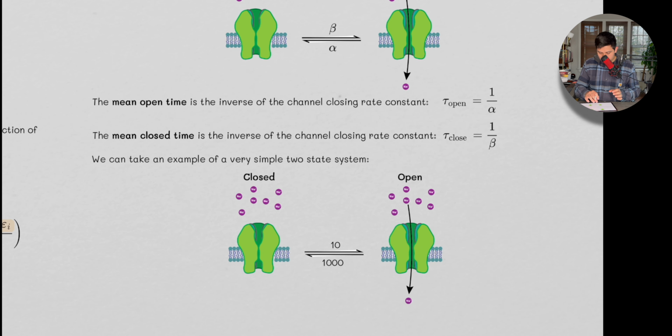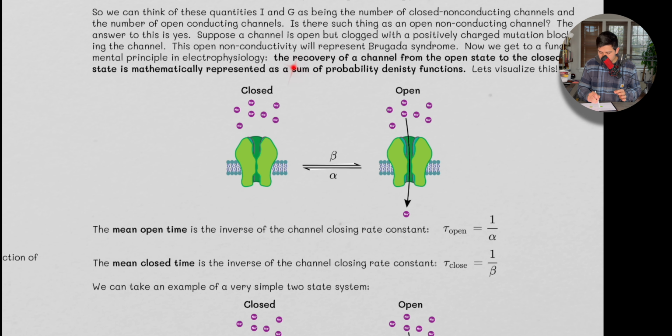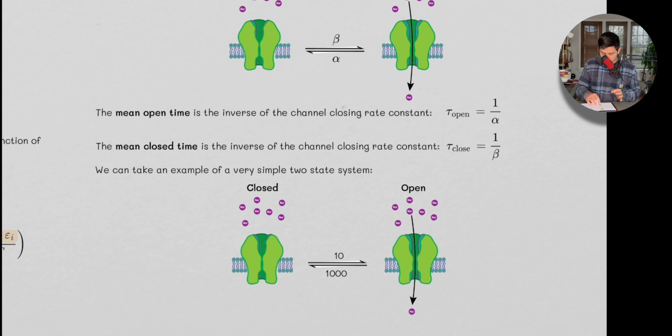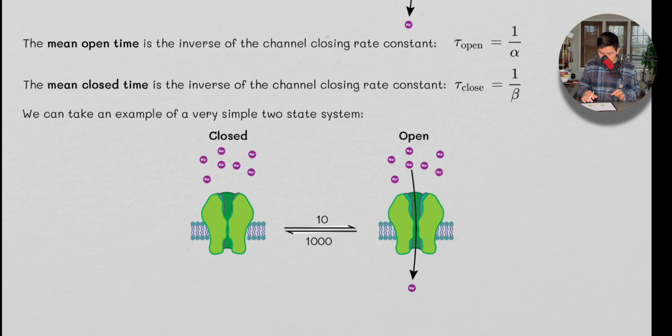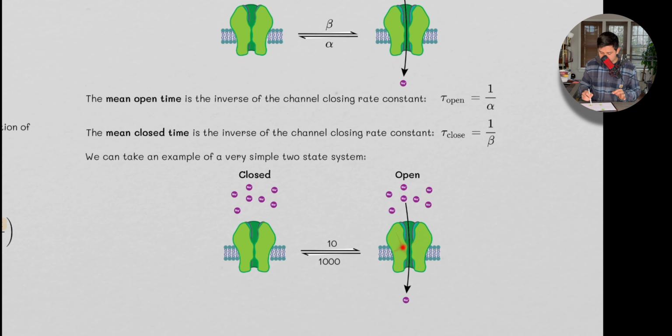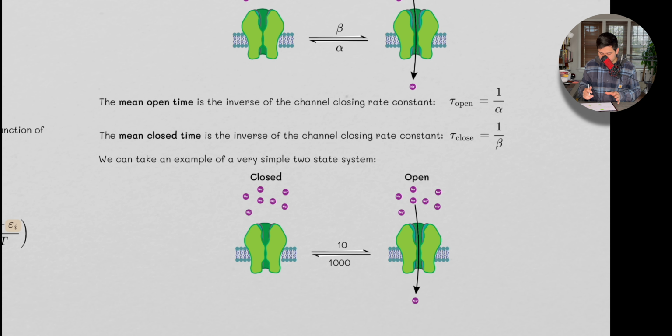So that's piece one to this fundamental principle in electrophysiology. We could take an example of a very simple two-state system. Suppose we have a system in which the rate of going from open to closed is much, much faster than the rate it takes to go from closed to open. In other words, this protein wants to be closed. Once it's open, it closes really fast. But if it's closed, it takes a longer time to open.